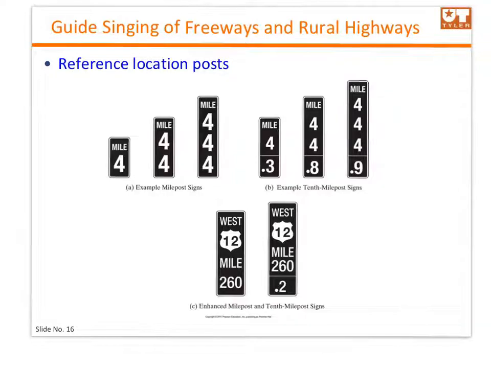Sometimes we also see enhanced mileposts and tenth milepost signs. For example, this is an enhanced one. Why am I saying enhanced? Because first of all, it tells you the milepost, which is mile 260, and it also tells you that you're now on US Route 12 heading towards the west part of that route. We also can have a tenth milepost sign like this one here. So now you're going US 12 west, and the milepost is 260.2. So this is from the simplest milepost sign all the way to the enhanced milepost signs with tenth signs.